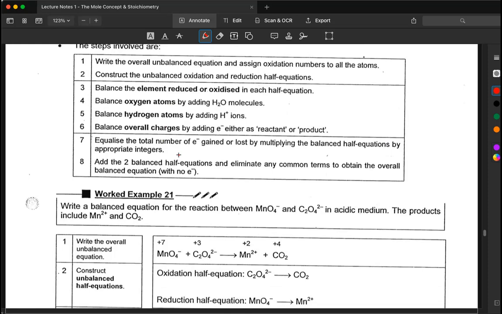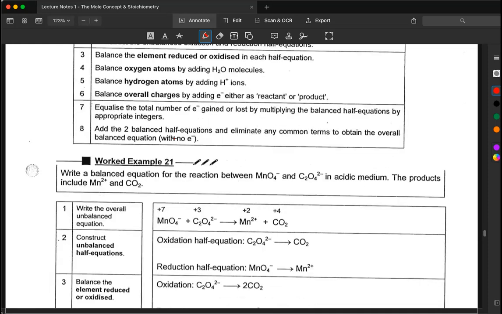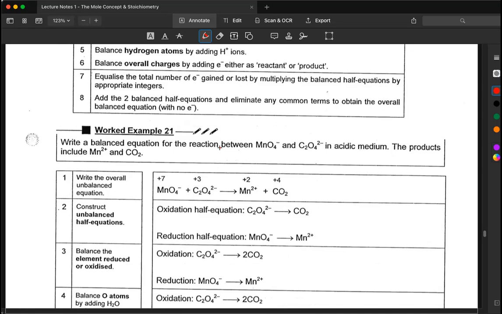Basically, if you have something like acidic, then on the other side you balance with water for the oxygen. If you have hydrogen, then you add H+. So water, H+, you play with it. Okay? So let's say you have this equation. MnO4 minus, C2O4 2 minus in acidic medium. The products, they will tell you Mn2 plus and CO2.